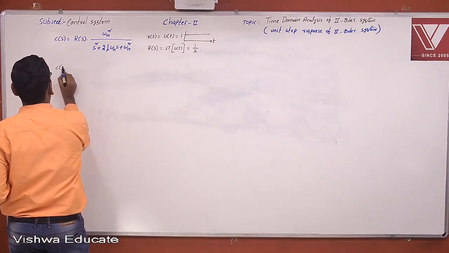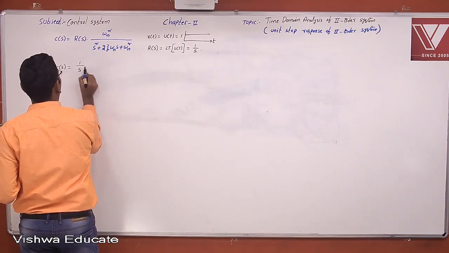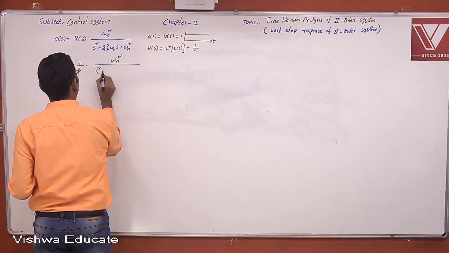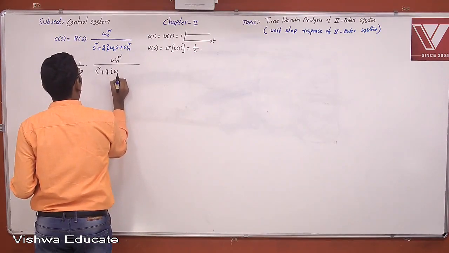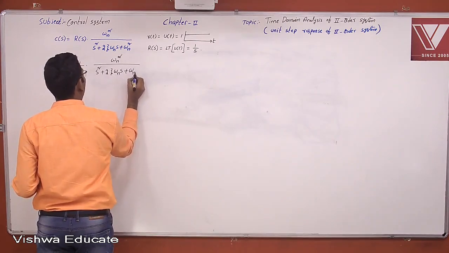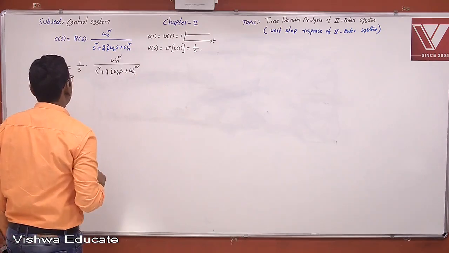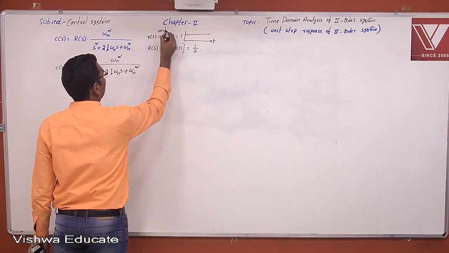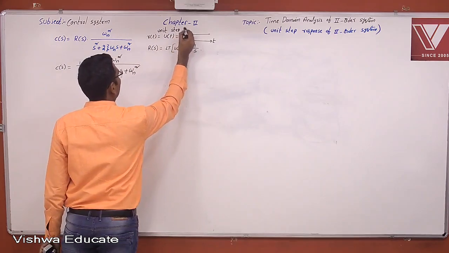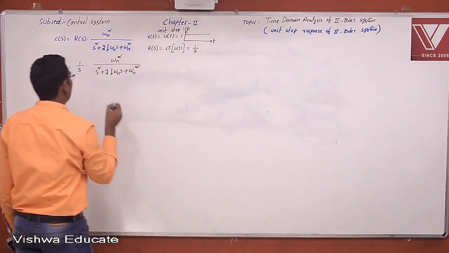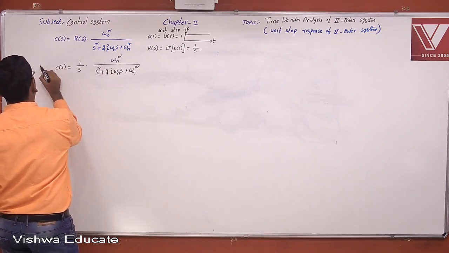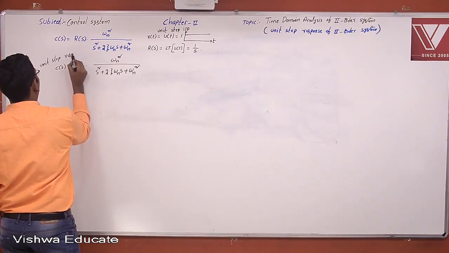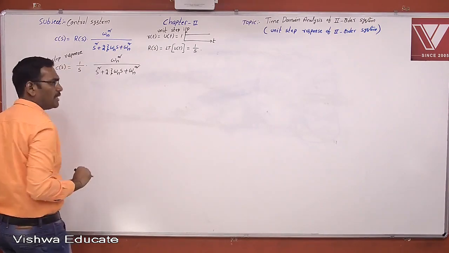Therefore C of s is equal to R of s, which is 1 by s, into omega n square by s square plus 2 zeta omega n into s plus omega n square. So this is the closed loop control system response after applying the unit step input. So this is the unit step response, right? But now we will see one by one, because this is the practical response. Therefore, we will start elimination one by one.